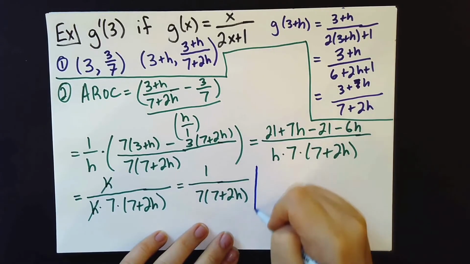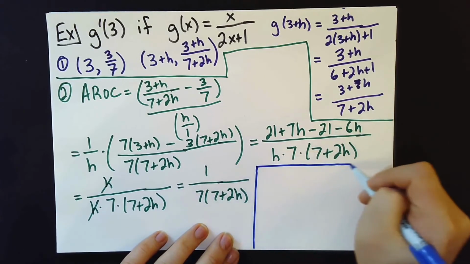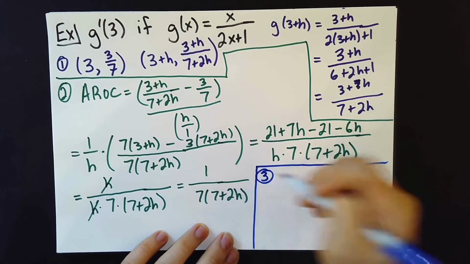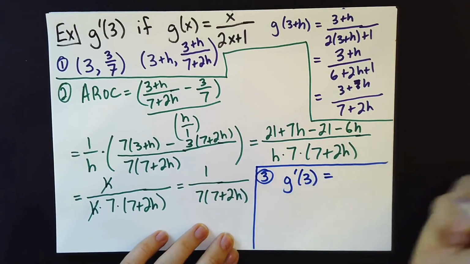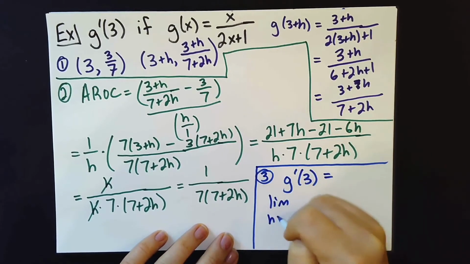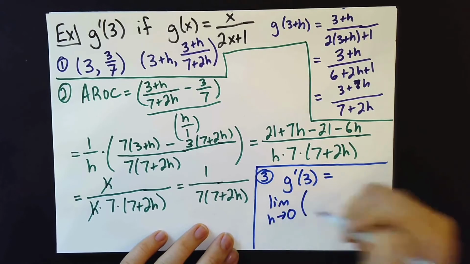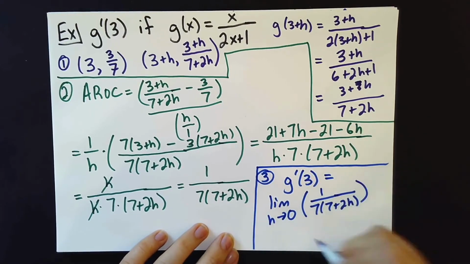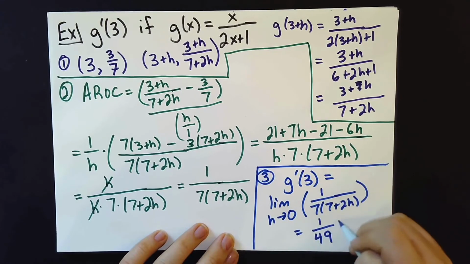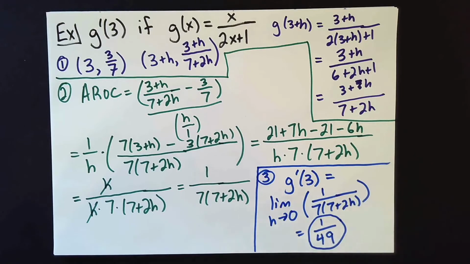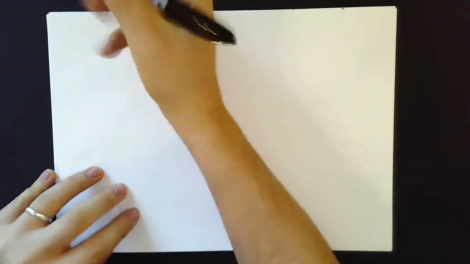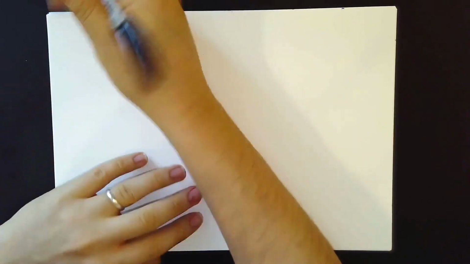And then our last piece is that the actual answer to our question is the limit as h goes to 0 of this thing, which is 1 over 49. And so that's our answer. All right, let's look at one more example, and we'll call this video good.